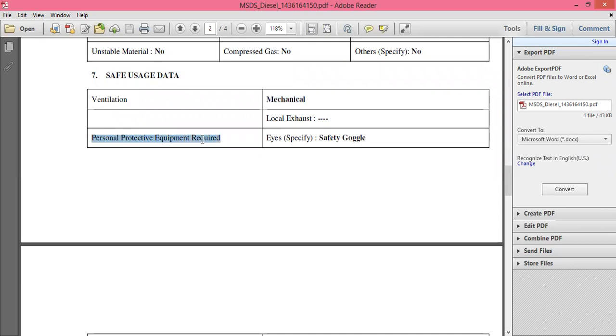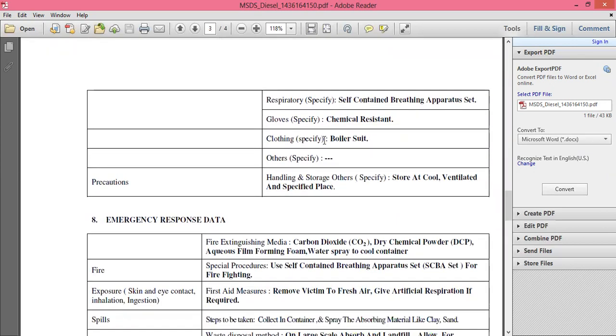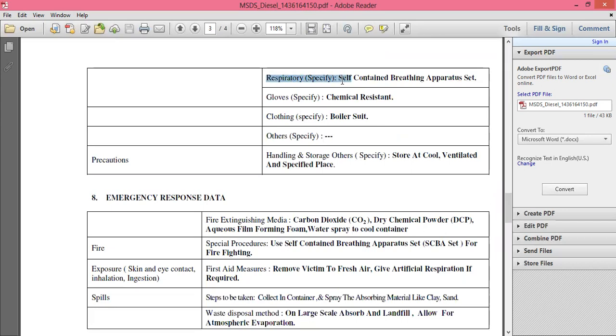Personal protective equipment required for handling this cargo is: for eyes, you need safety goggles. For the respiratory system, you need a self-contained breathing apparatus set. Gloves, which should be chemical resistant. Clothing, you need to have boiler suits to cover your entire body. Others, not applicable. Precautions for handling and storage: you need to store it in a cool, ventilated, and specified place. So if you're carrying it in containers, you have to store it in a cool, ventilated, and specified place only.